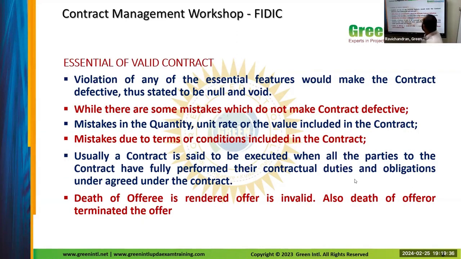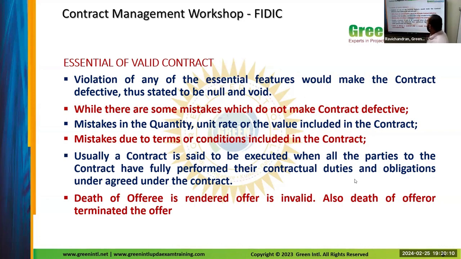So it should not violate any of such laws. Violation of any of the essential features would make the contract defective, thus stated to be null and void. If any such violation happens, the contract will be null and void, and it will not be enforced by the law of that government, the law of that country. There are some mistakes which do not make the contract defective, like human errors. It can be in the quantity, unit rate, or value included in the contract. Mistakes due to terms or conditions included in the contract.